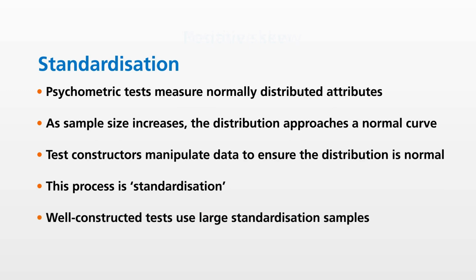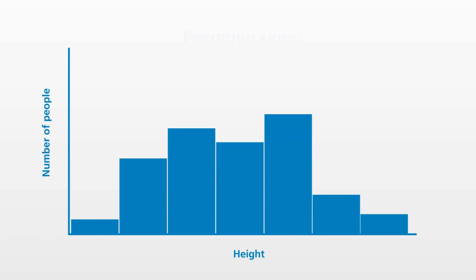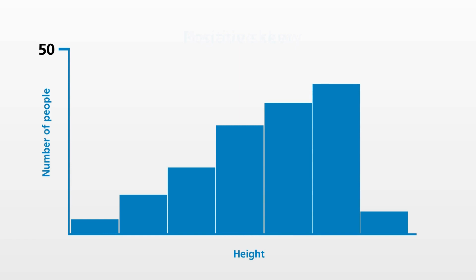Well-constructed tests use large standardization samples to make sure that, as far as possible, tests reflect the normal distribution present in the population. To illustrate the effect of increasing sample size, imagine that you measure the heights of everyone you know and plot them on a histogram. There will probably be a few at the extremities and many in the centre. And even if you do this for 30 people, there will be slight anomalies. If you happen to know a lot of tall people, there will be a bump at the top end of the graph that should not be there.